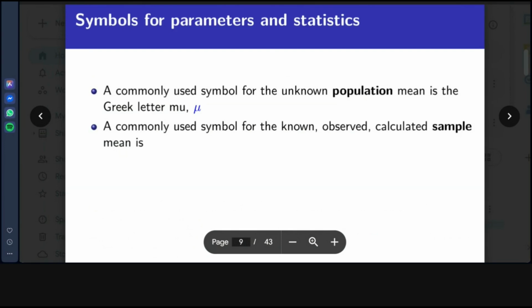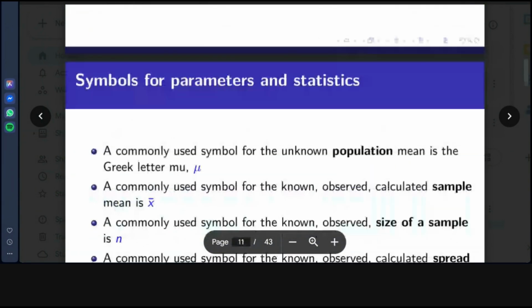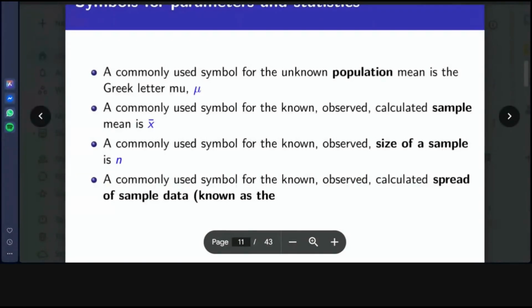A commonly used symbol for the calculated sample mean, which is known, which we get to calculate. This one you may have seen is x bar. The size of a sample, we commonly use n. And one thing to note is in Hope, especially, we try to be consistent. Anything that is known gets an English letter, so x bar and n, right? Anything that's unknown that you don't know the value of, we use a Greek letter, right? We are consistent with that.